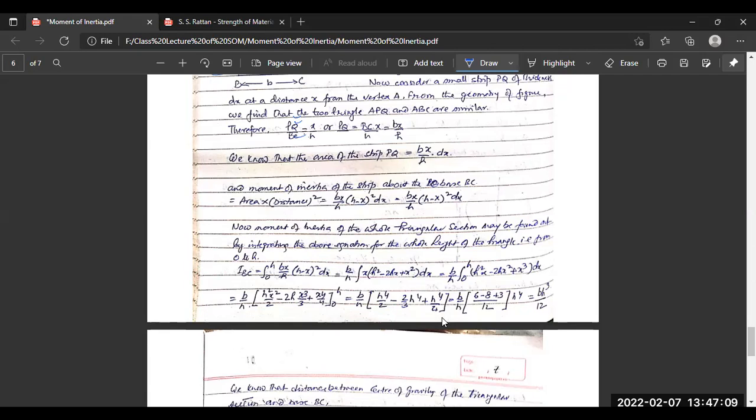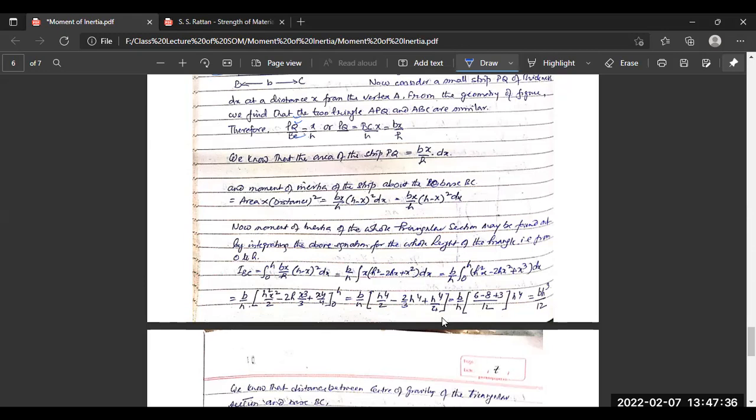And b by h to the power 4 is equal to 2/3 h to the power 4 plus h to the power 4 by 4. So as a whole, it becomes bh cube divided by 12. If we add all these summations, this will become 6 minus 12, and plus 3, means 9 minus 8, that is bh cube divided by 12.